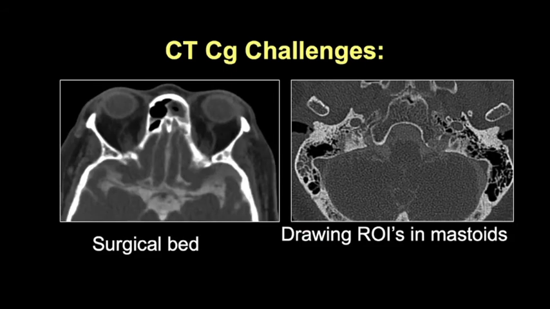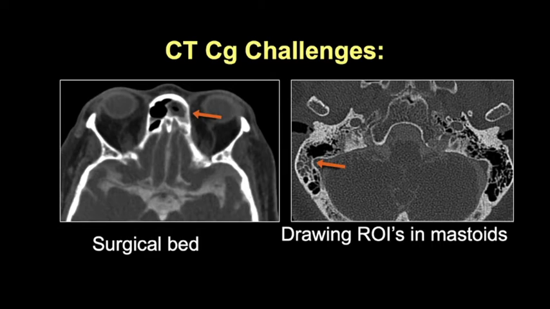So this case demonstrates some of the challenges of CT cisternogram. First, evaluating a prior surgical bed with a rim of increased attenuation around the bed can be challenging. It's really important to compare the pre and post images side by side to exclude the underlying scar tissue and osteoneogenesis. Also, when encountering tegmen defects and soft tissue in the mastoids, detecting an active leak in the mastoids can be really difficult, and it can be challenging to avoid air cell septations when drawing ROIs.